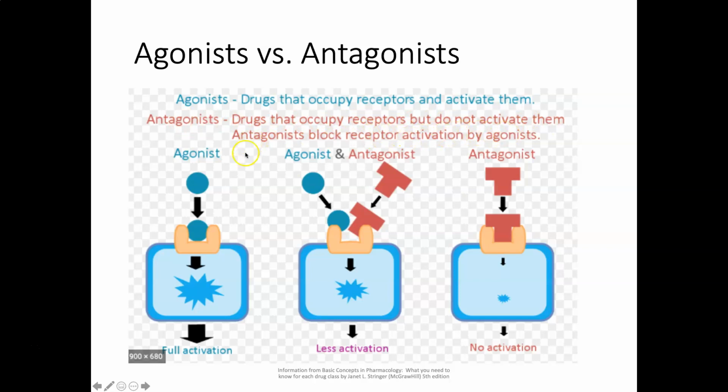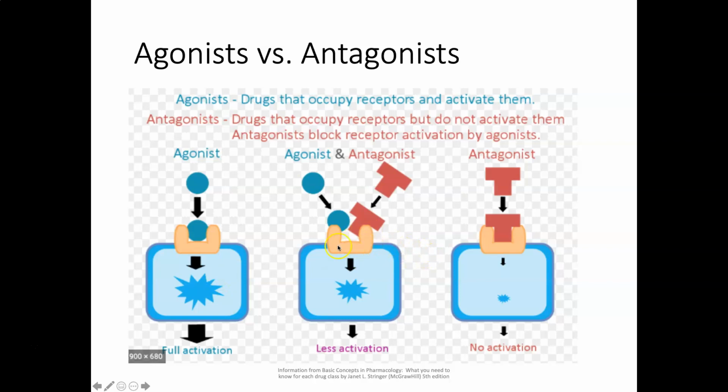So let's look at our pictures here. On the left, you've got a circle agonist. It's in teal. And it goes in and it fits in that receptor. And the action is you have full reception. You have a big bang. It activates that receptor so that the medication can cross and move forward.